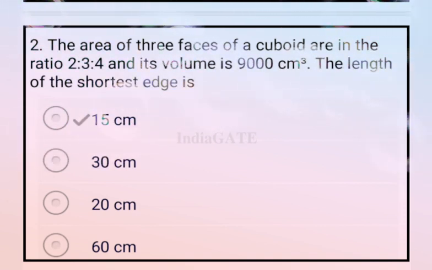Next question. The areas of the three faces of a cuboid are in the ratio 2:3:4 and its volume is 90,000 cubic centimeters. The length of the shortest edge is? This is a very simple and easy question, and the correct answer is option A, that is 15 centimeters.